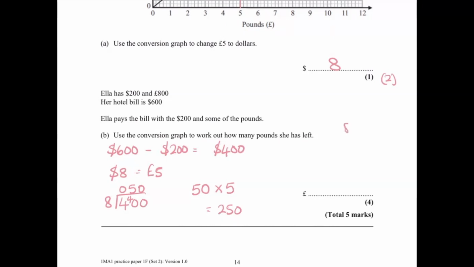We had £800. We need to take £250 off. So to finish this off, we've got our 800 and we need to take 250 away. So 0 take 0 is 0. And now we just need to carry that 10 over. We've got 5. 7 take 2 is 5. And 550 would be our final answer.